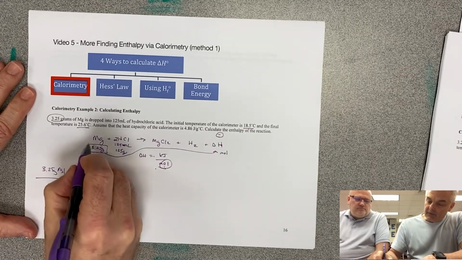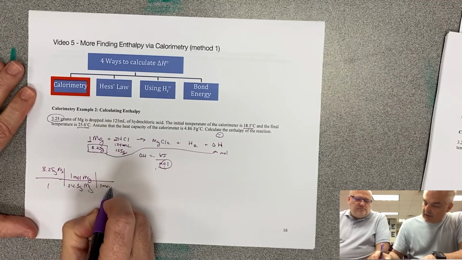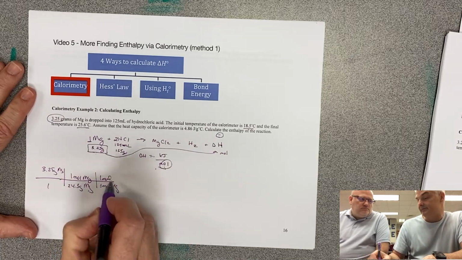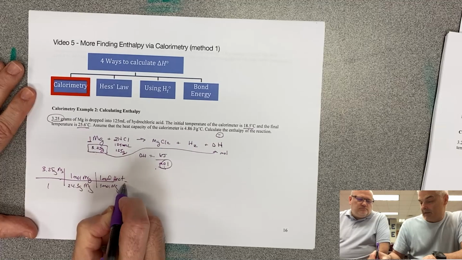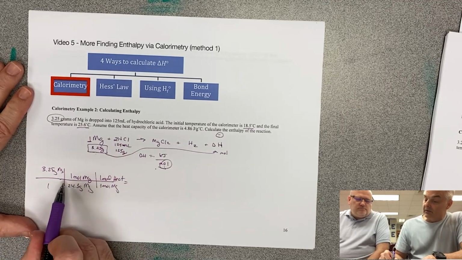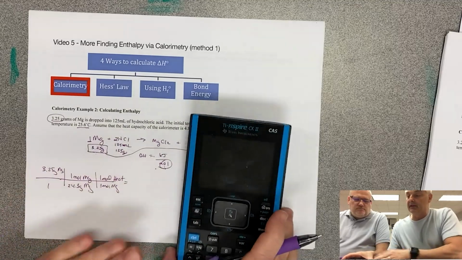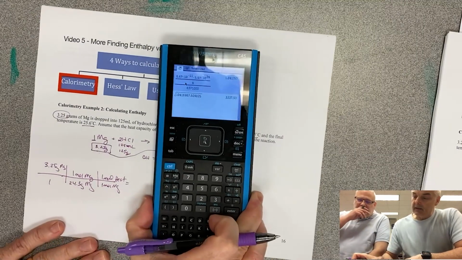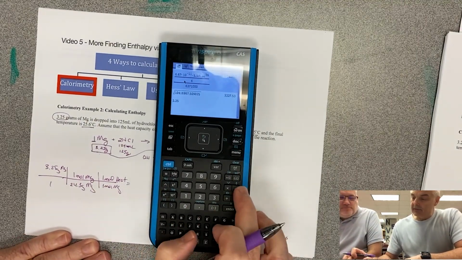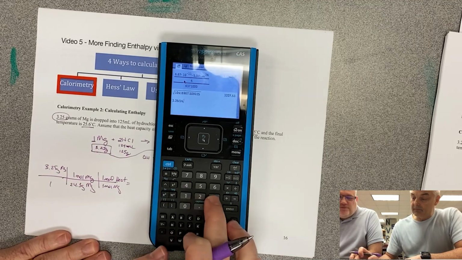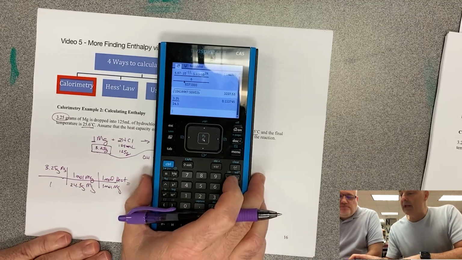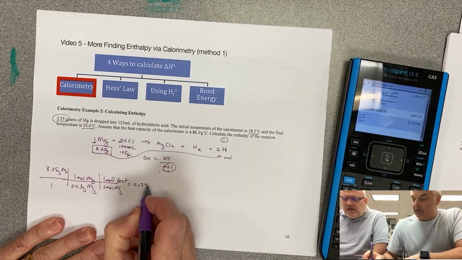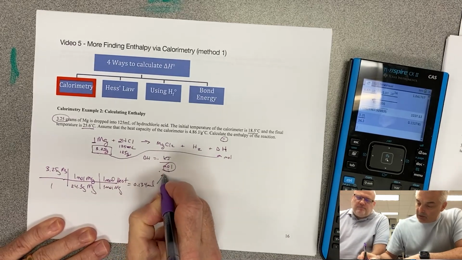And then, this right here is a 1. 1 mole of Mg is equal to 1 mole, if you will, of heat. This will get us our moles. So now I get my calculator out, and I take 3.25 divided by 24.3. That's it. There's no other number, so we'll get 0.133, and the next digit is a 4, so round up. 0.134 moles. So that's the number that's going to go here.